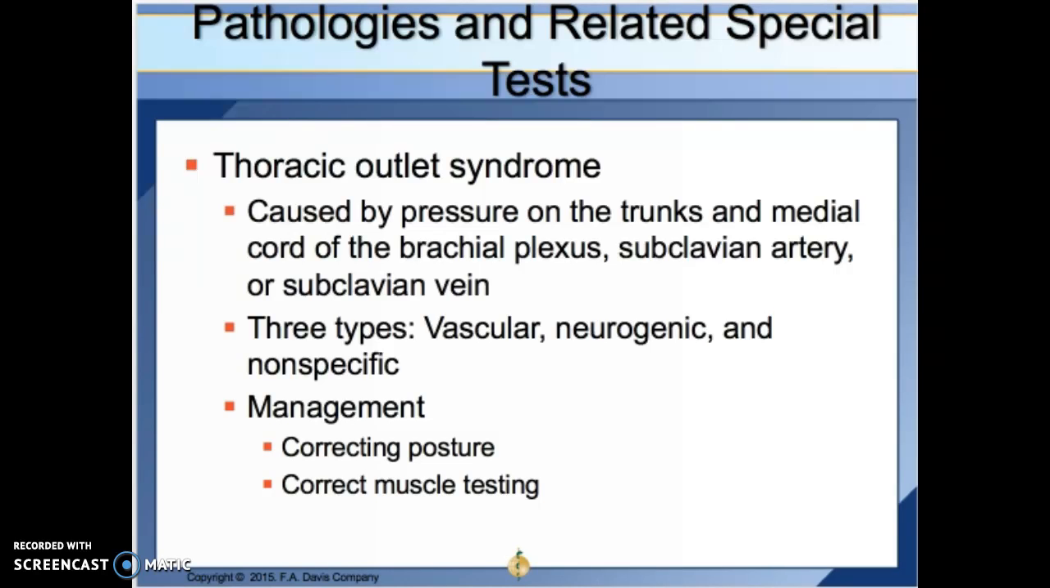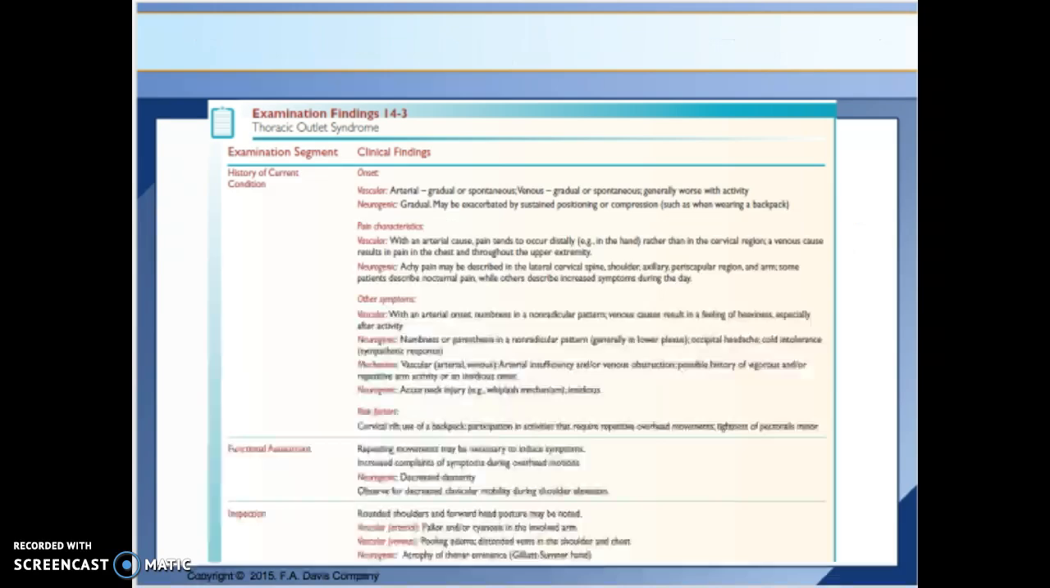So the management consists of correcting the posture. I've had good success using the Blackburn exercises, where we do a lot of scapular stabilizing and correcting the patient's forward head and rounded shoulder posture, as well as in terms of correct muscle testing. Again, the muscles of the scapula are going to be key. You're going to need to strengthen those in order to correct this problem.